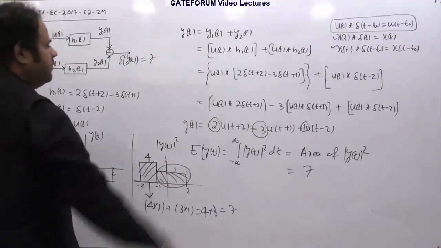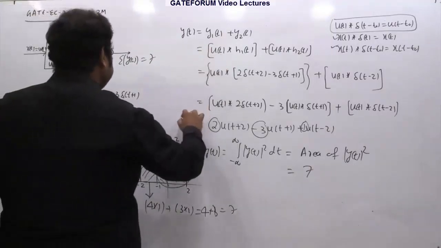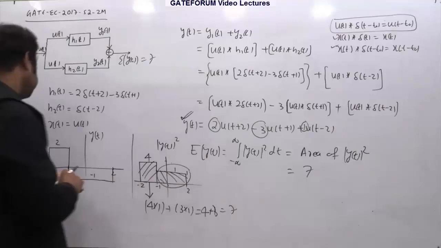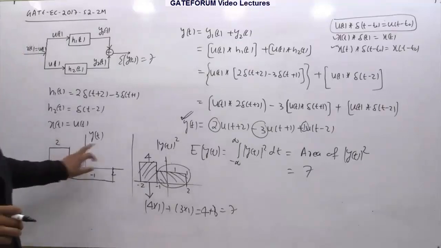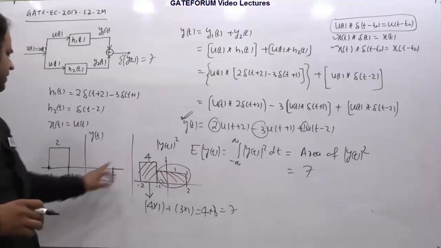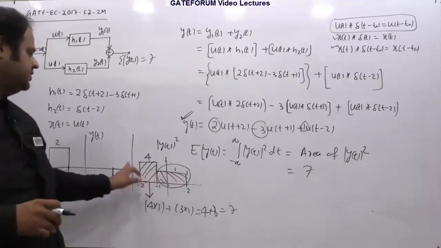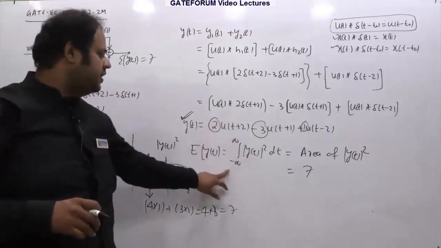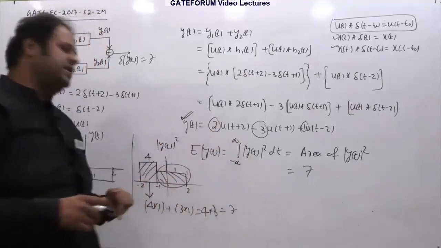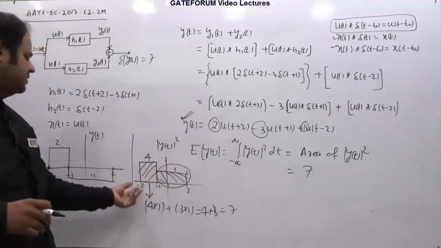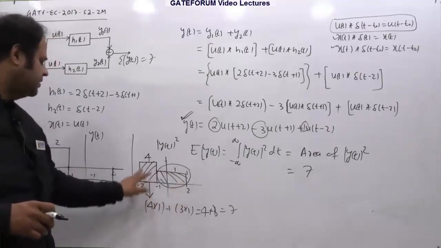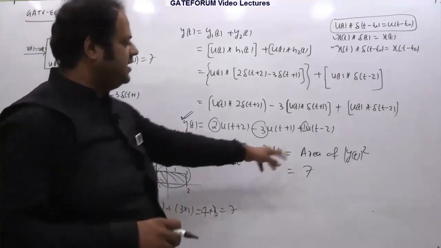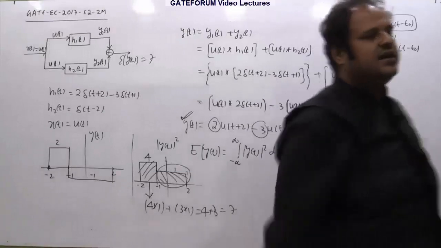Hope this is clear. Up to this I have used the property, got the expression of y of t and plotted it, but the energy formula is this. From y of t I obtained mod of yt, just by flipping the negative amplitudes to positive, and then I squared it. So wherever 2 square is 4, wherever 1 square is 1. This formula tells us it is the area of mod of yt square from minus infinity to infinity, the complete area. This mod of yt square function is a combination of two rectangles: this one has area 4 into 1 and this one has 3 into 1. So the total area is 7, and 7 is the right answer for this question.